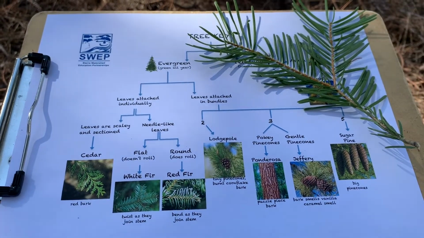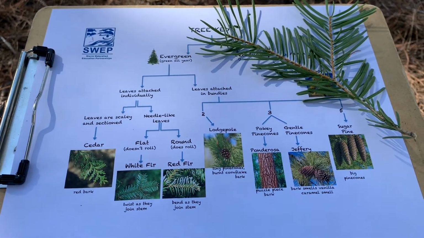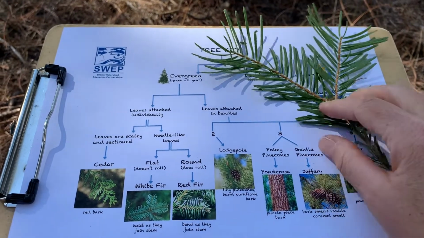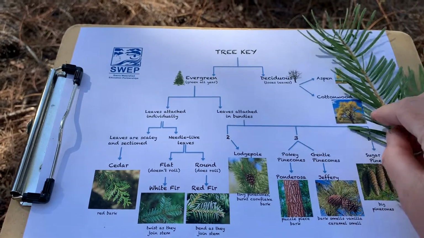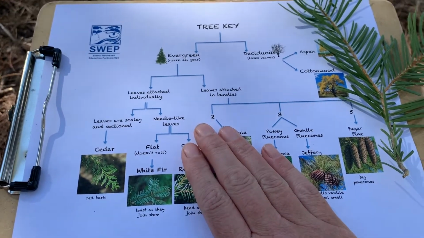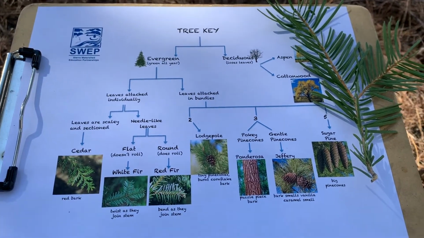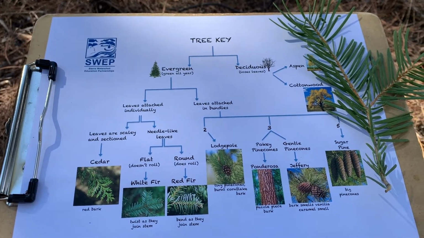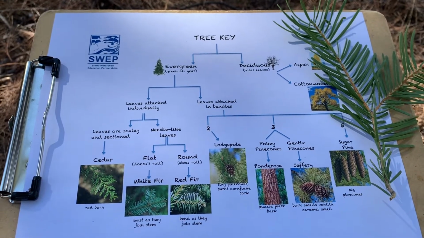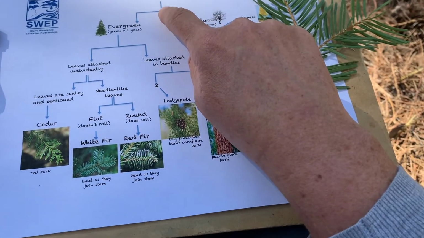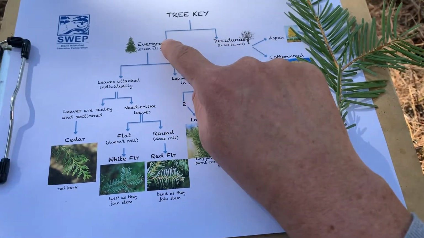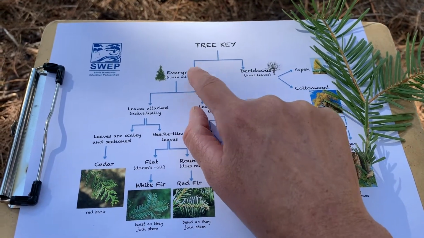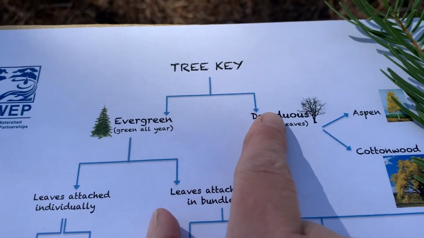The last part of the nature journal activity is to identify what tree your branch came from. You're going to do this by looking closely again at your branch and using SWEP's simplified tree key to help answer some questions that will help you identify your tree. It's a dichotomous tree key, so you answer questions starting at the top, and then you travel using these arrows as you go. The first question I have to answer is, is it evergreen or deciduous?